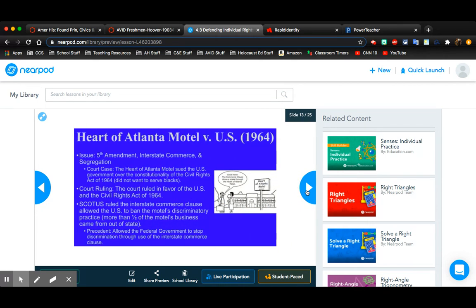All right, Heart of Atlanta Motel versus U.S. All right, so on the table here was the 5th Amendment, interstate commerce and segregation. So this was during the height of the civil rights era. There was a motel that was suing the government over the Civil Rights Act of 1964, basically saying we should be able to discriminate against serving Black Americans. Court said, nope, the Civil Rights Act of 1964 says that is unconstitutional, and we say that the Civil Rights Act is constitutional. Therefore, you have to serve people and cannot discriminate based on race.